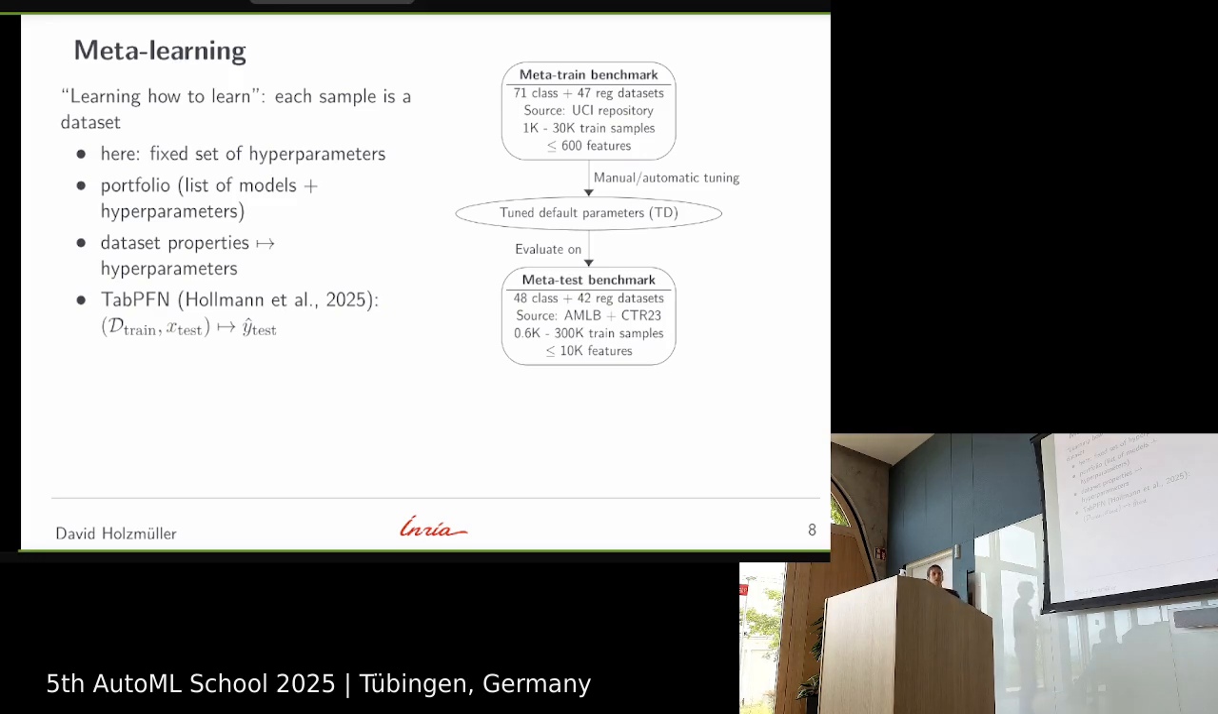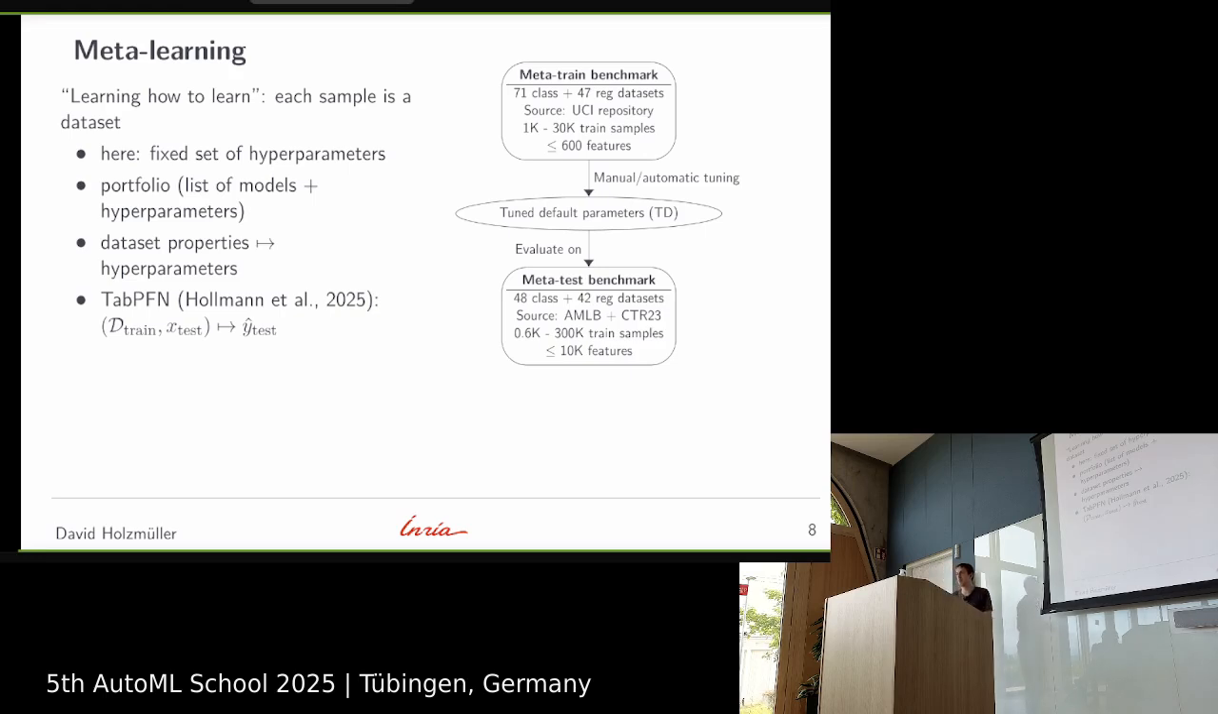So meta-learning is learning how to learn. And in meta-learning, each sample from which you learn is a data set. So you have a meta training set, which is a whole benchmark of data sets, and you have a meta test set, which is a completely different benchmark of data sets on which you evaluate your method.